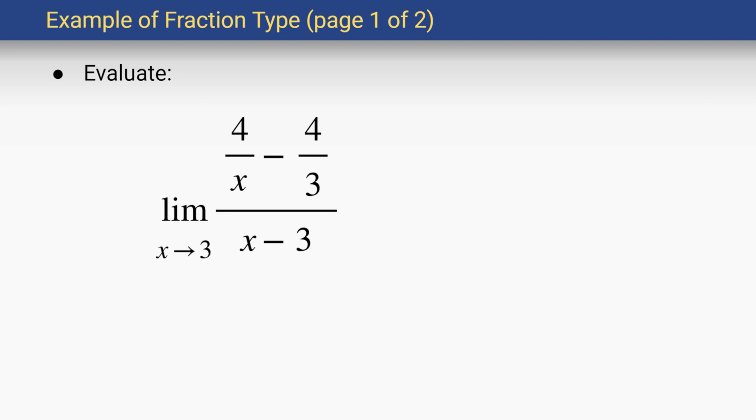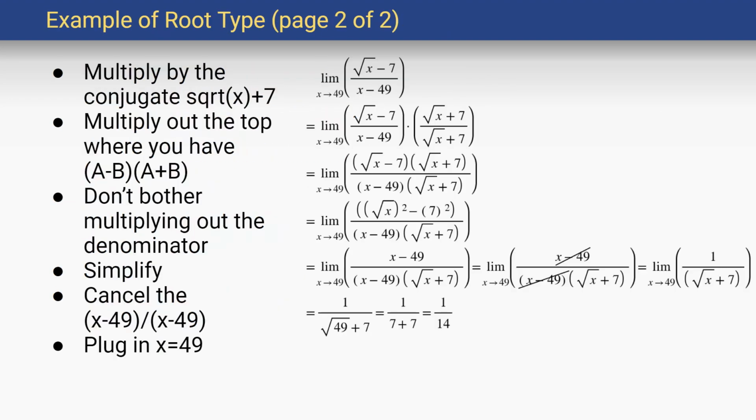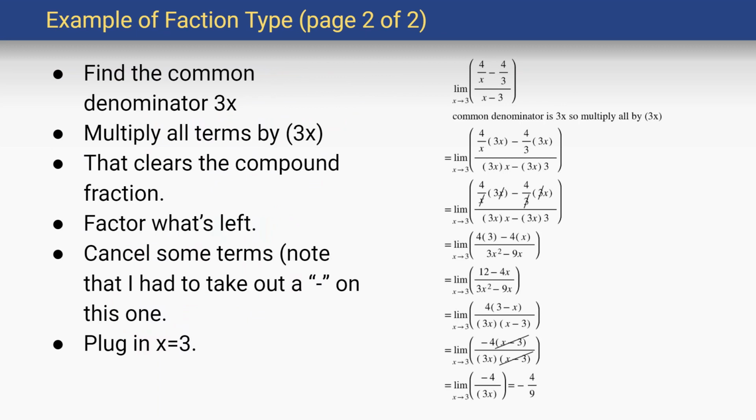So let's try. What's your common denominator? You see the 4 over x and the 4 over 3, and your common denominator is 3x. That's the same as on the previous page, but this is a different problem. So what are we going to do with that? You find the common denominator, it's 3x. You take that 3x and you multiply every term by 3x. So you'll see on the second line here, I've multiplied every term by 3x. There's 4 of them, so everything gets a 3x, 3x, 3x, 3x.